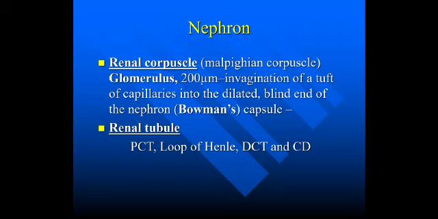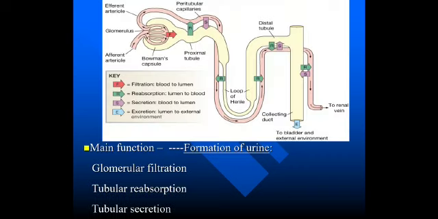So we have the renal corpuscle, that is the Malpighian corpuscle, which is the glomerulus, which is 200 microns, and it invaginates into a tuft of capillaries into the dilated end, finally blind-ending as the Bowman's capsule. The renal tubular part is the PCT, called the proximal convoluted tubule, the loop of Henle, the DCT and the collecting duct which drains into the pyramid.